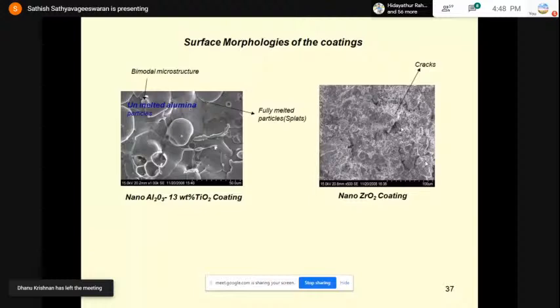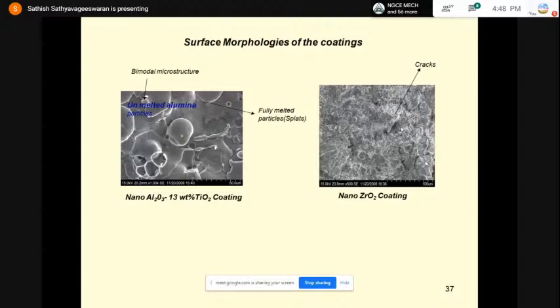So this is the morphology of the starting powder. If you look at the nanostructured alumina titania powder, these powders were procured from the United States. The particle size of this nanostructured alumina titania powder ranges from 30 to 130 micron, and the shape was found to be highly spherical in nature. Whereas nanostructured zirconia had a particle size of almost 50 to 70 micron, and the shape was found to be angular.